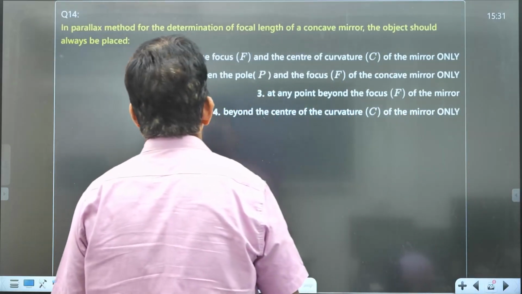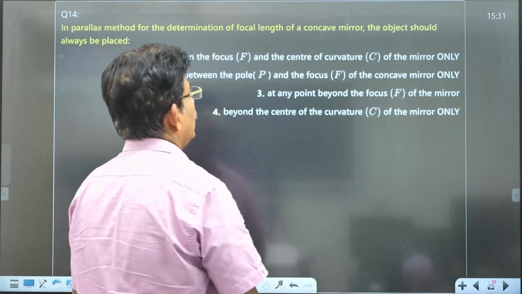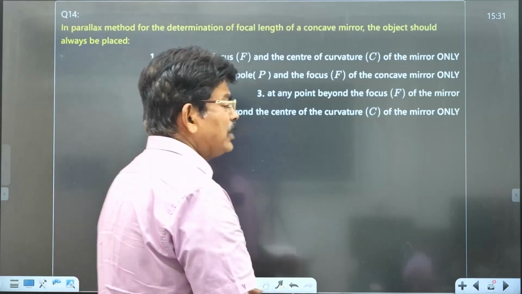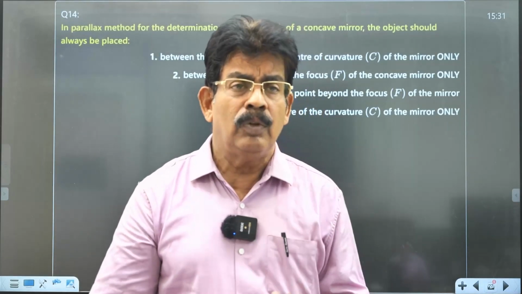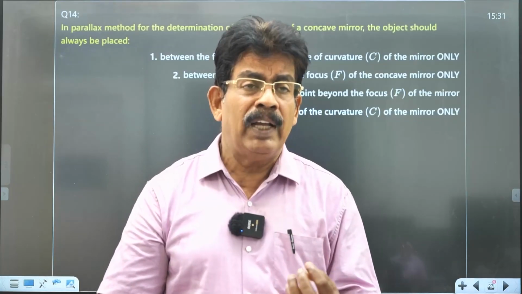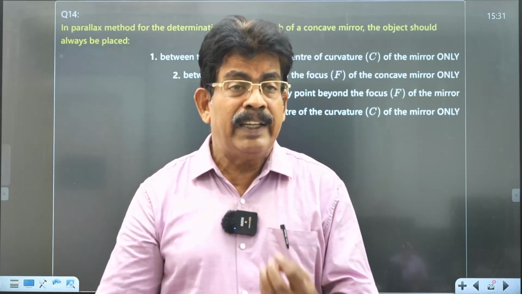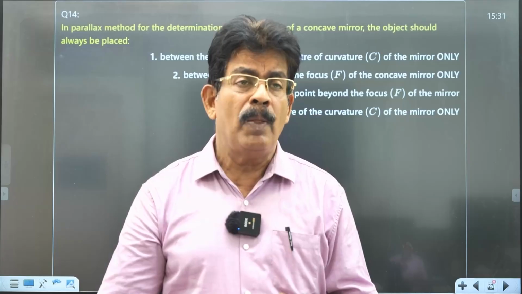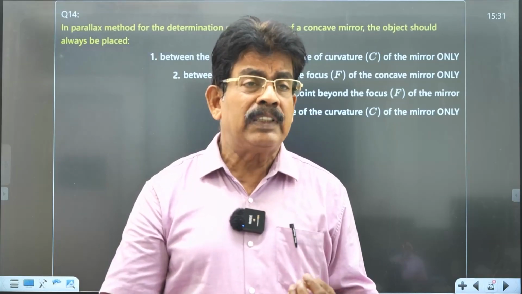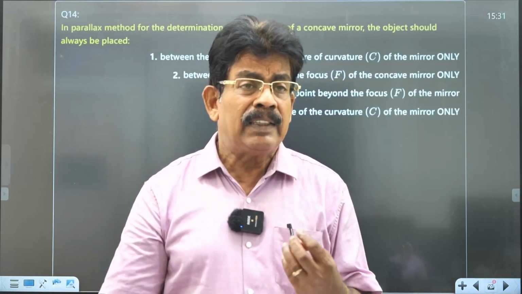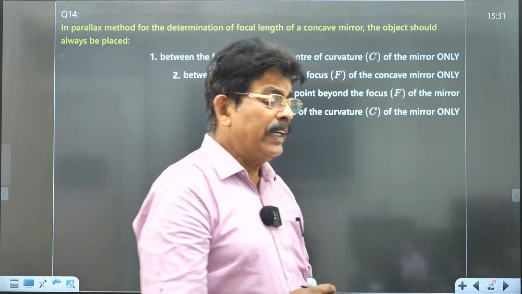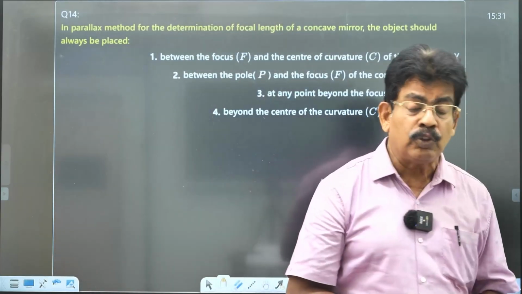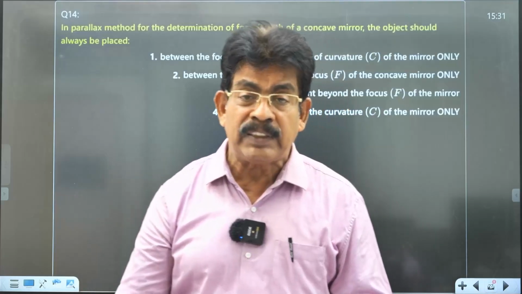A parallax method determines the focal length of a concave mirror. So in the parallax method, what do we do? We keep an object, either a pin or a light source. We get a real image formed on a screen. So here the object and image are real, you are getting a real image. For getting a real image, the object should be placed beyond focus.